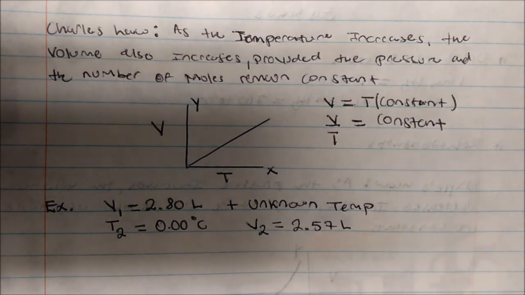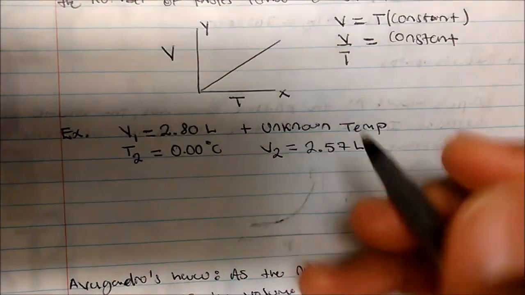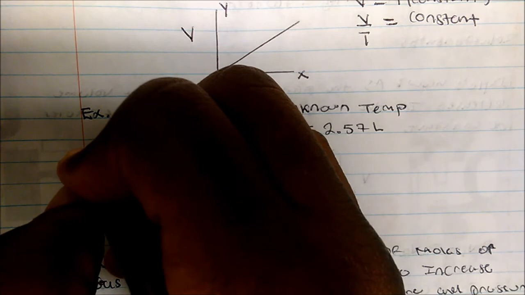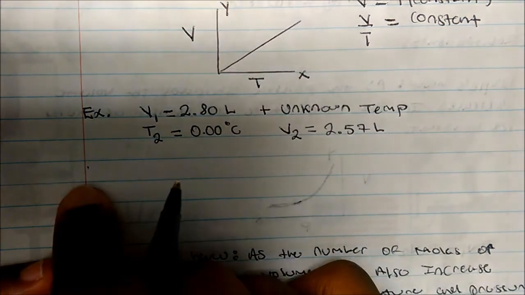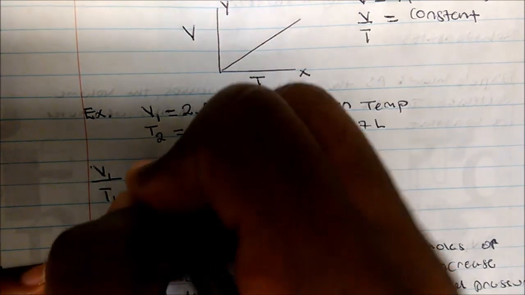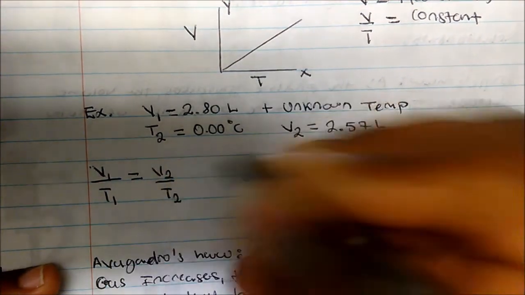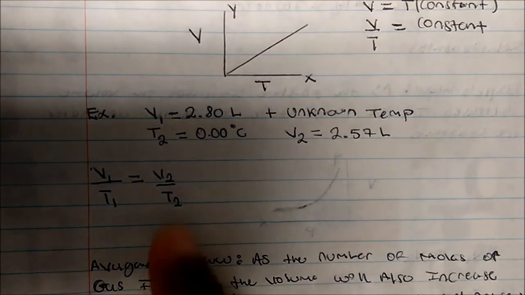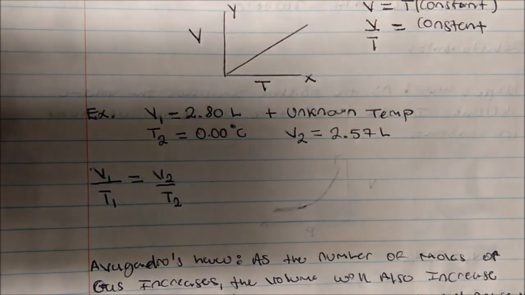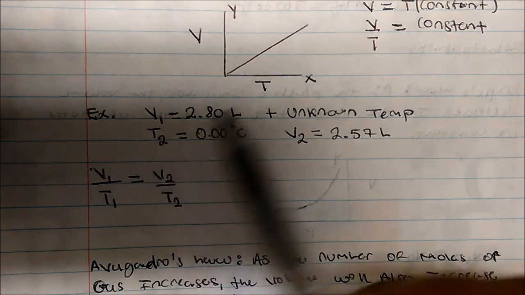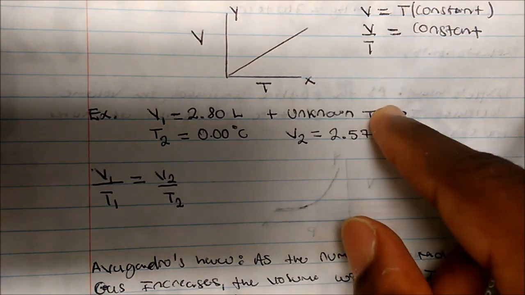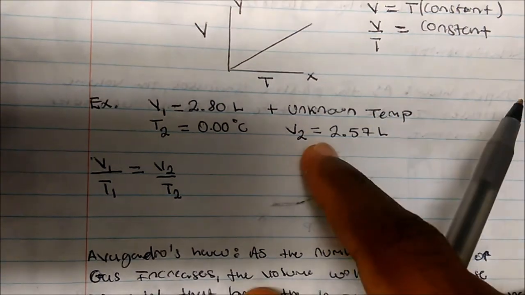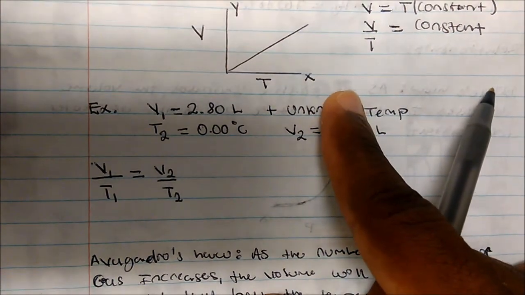Now, the formula that we should remember is V1 divided by T1 is approximately equal to V2 divided by T2. Again, we're going to talk about how we actually do not have to memorize that formula. The example problem says, what if I'm given V1, T2, and V2, and an unknown temperature, which might be T1? What is the unknown temperature, which is essentially T1?